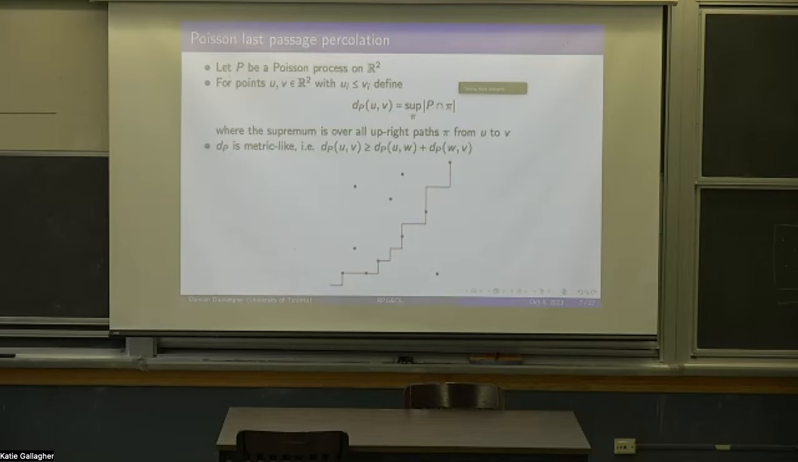So again, it's not quite a metric, but it's metric-like. So in particular, it satisfies a triangle inequality. But the triangle inequality goes in the opposite direction of the usual triangle inequality, because we're maximizing over paths rather than minimizing.